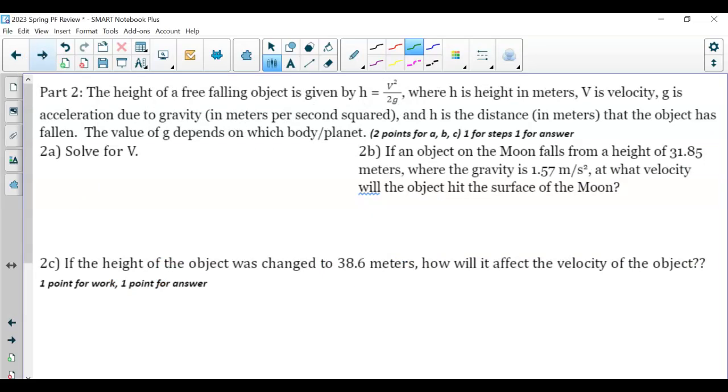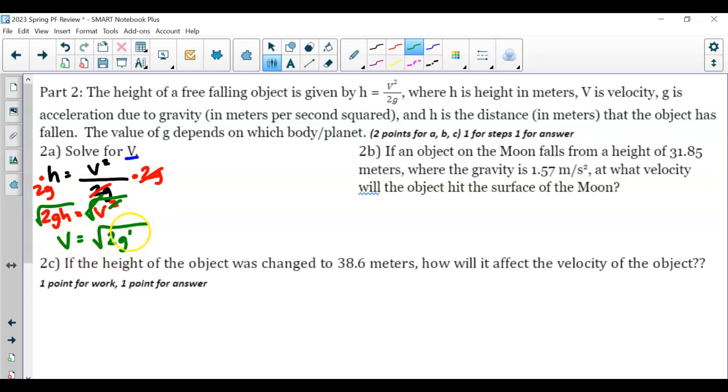So now here in part 2, we're dealing with this situation here with velocity, gravity, and height in meters. So the first part is you needed to solve for v. So here our formula is h is equal to v squared divided by 2g. So if I'm solving for v, well, right now it's being divided by 2g, so we need to multiply, right, both sides by 2g. Now I've got 2gh is equal to v squared. Now what can we do here to solve for v squared? Take the square root. So now we've got v is equal to the square root of 2 times g times h. So that is what v is equal to.